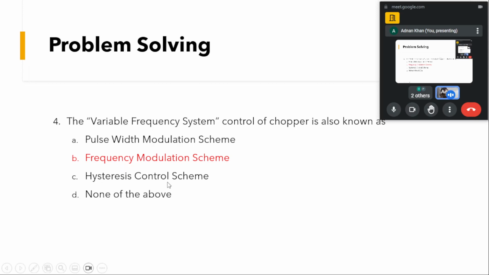And hysteresis control you can also achieve a variable frequency option, but we haven't read that. Here the correct option is the frequency modulation scheme.